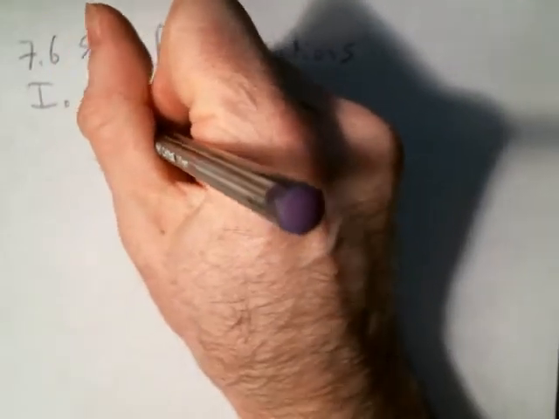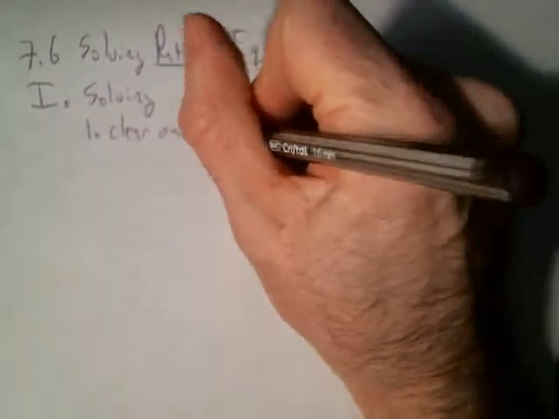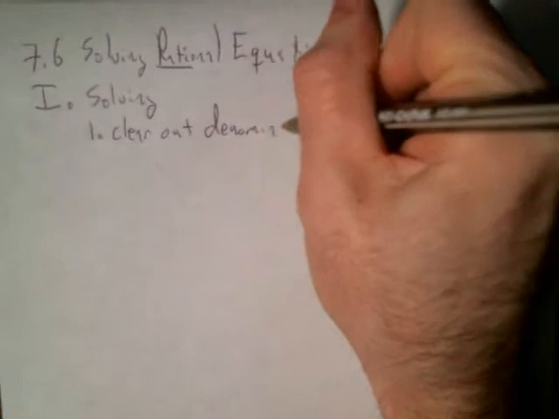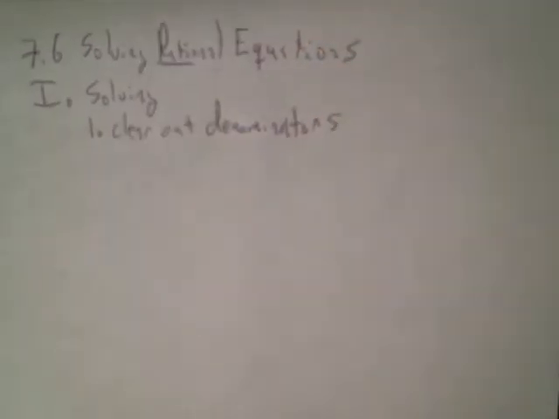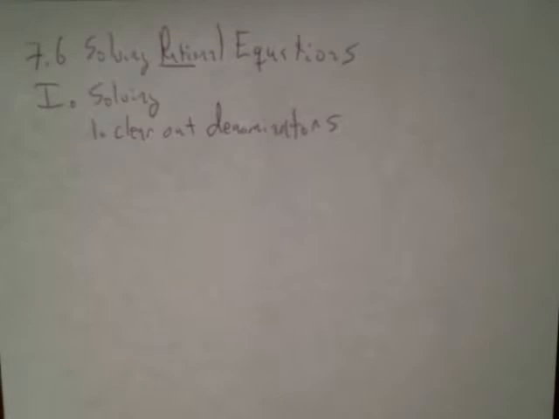To solve a rational equation, we're going to clear out the denominators, okay? To clear out those denominators, we're going to multiply both sides of the equation by the LCD, the least common denominator. Okay, so in previous chapters, we learned how to find the LCD. Now you'll be finding the LCD and then multiplying by the LCD. Okay, so let's take a look at number 2.